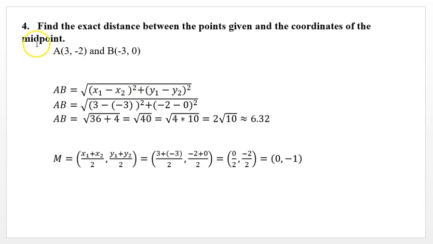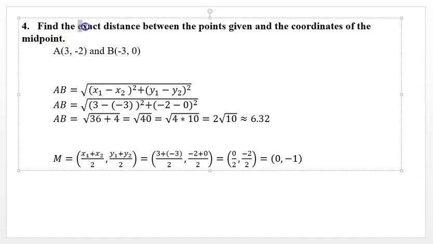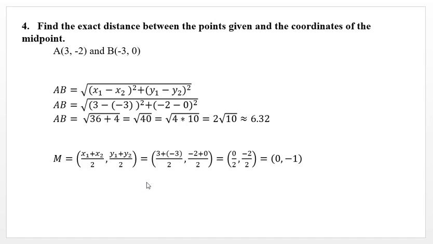Now, on number 4 here, it says find the exact distance between the points given and the coordinates of the midpoint. Okay, so I state exact. If I asked you to approximate, then you're going to do an approximation, plug away into your calculator. But I want exact, and I will state that on your test. But you will be given the distance formula, and you will also be given the midpoint formula. What you have to do is be able to use these two things.